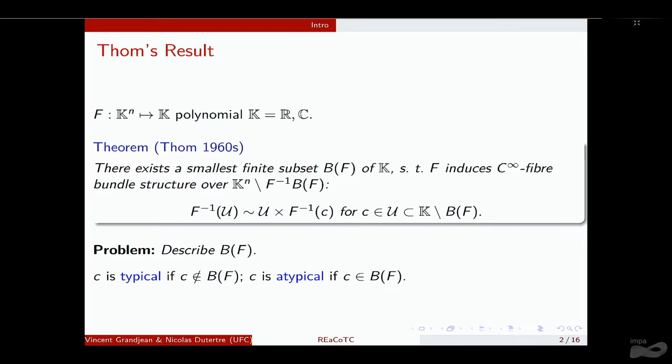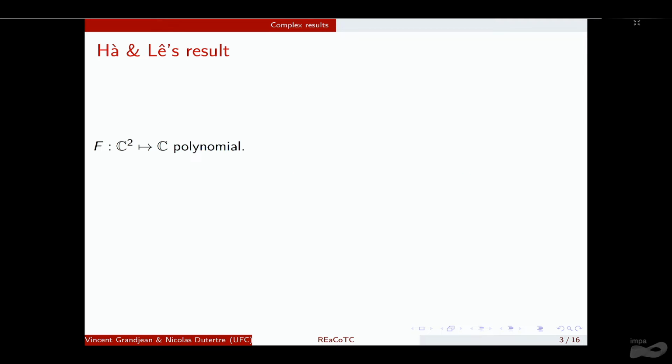So in order to substantiate what we try to do with Nicolas, I will speak a lot about what is known in the complex world, because there is a little bit known in the complex world. So we will start, as far as I'm aware, with the two-dimensional, the plane result by Ha and Le. So this happened in the complex world for polynomials in two variables.